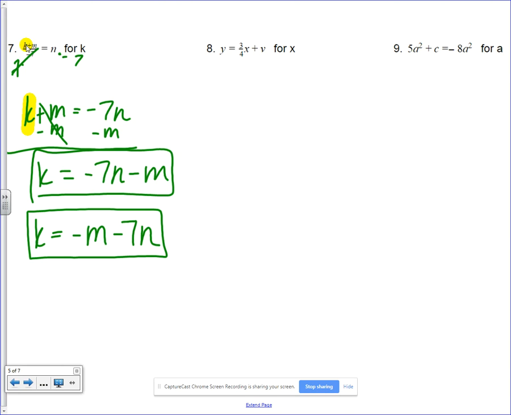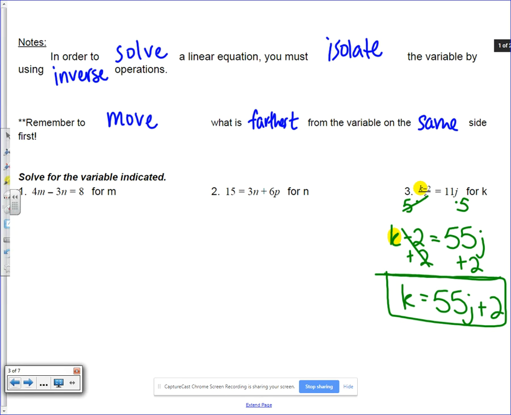Okay. Which variable am I supposed to be isolating in number 1? The m. What do I need to get rid of first? What's farthest from the m on the same side? You guys see how that's all bunched together, right? So how do I move it over? I'm going to add it. I'm going to get rid of it by adding it. What is left on the left? 4m. Can I put the 8 and the plus 3n together?